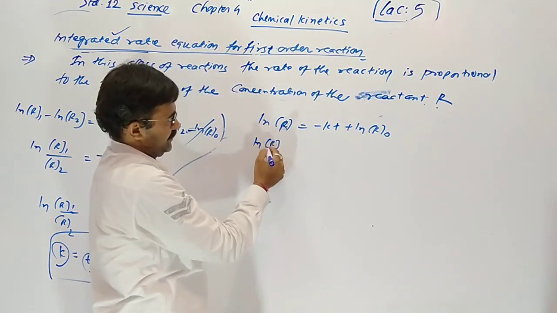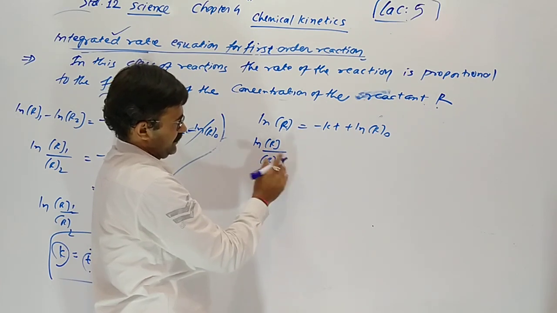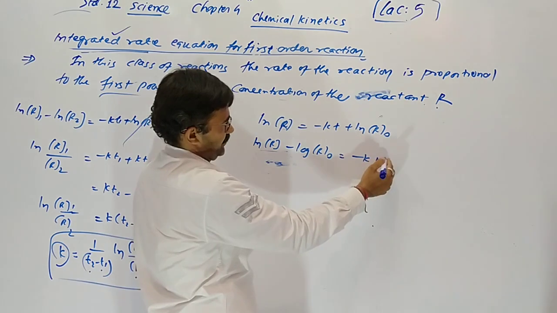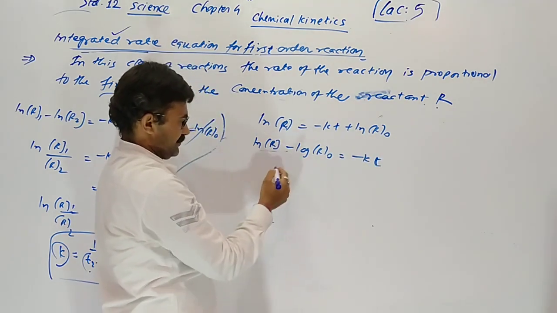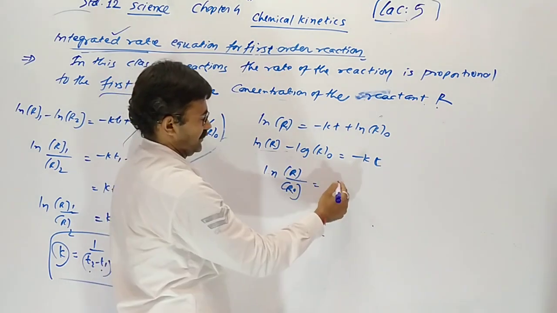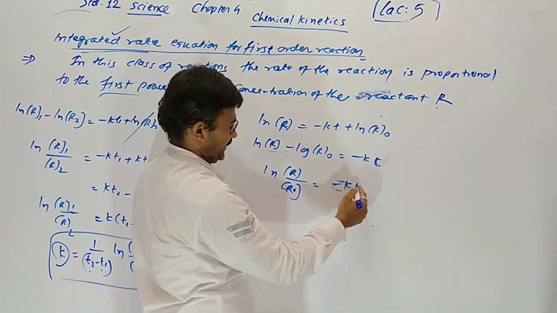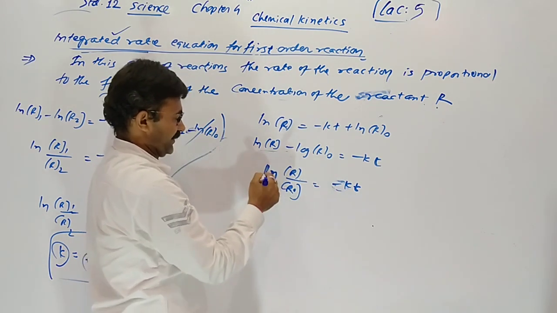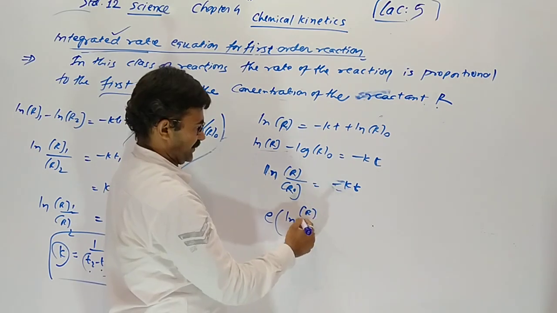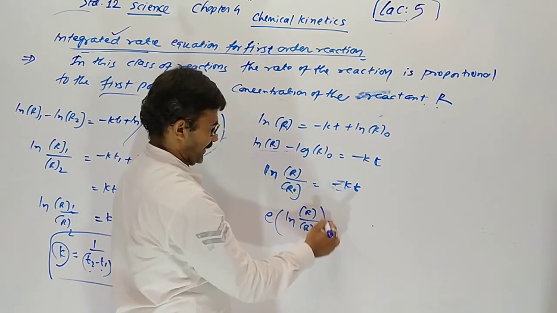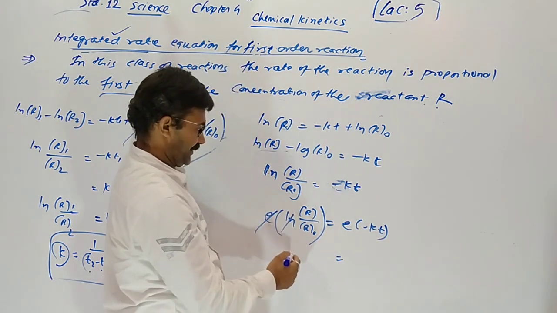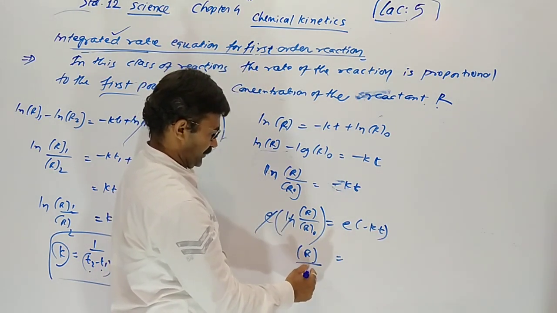So ln R minus ln R0 is equal to minus kt. Minus comes in division, R upon R0. So here minus kt. We are simplifying in exponent form. So we are applying e, e means exponent, on both sides. So e and ln cut. So R upon R0.